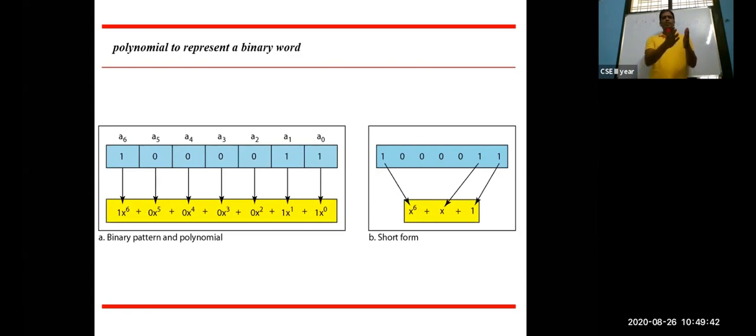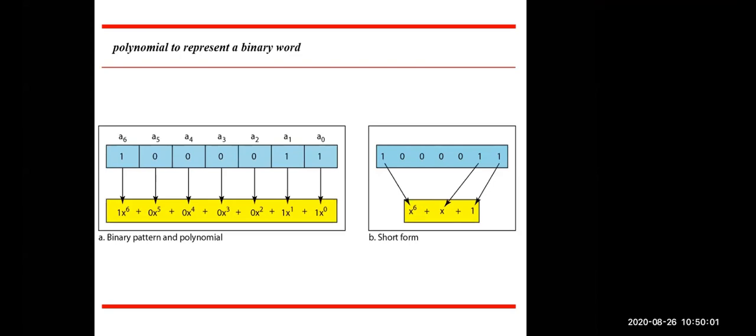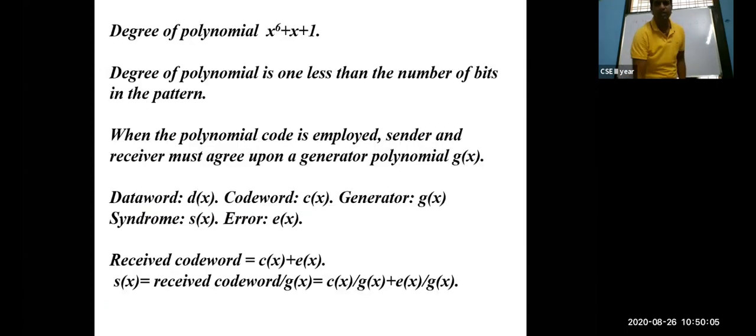So if I represent all that data word as a polynomial, I'll get x^6 + x + 1. Only those polynomial values are retained where it has 1 in the position. All the 0 positions are gone. Did you understand that? Yes, sir. It's a simple representation in polynomial. That's it. Very simple representation as an equation.